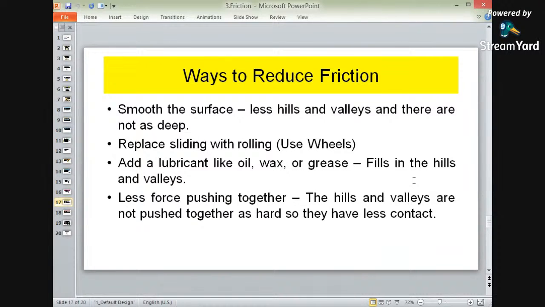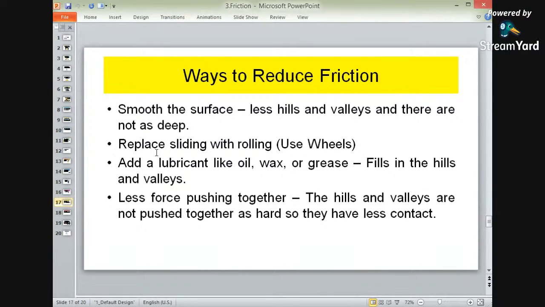Next, point number 2 related to friction is that we can replace sliding with rolling or use wheels. Instead of sliding, we can roll in order to reduce the friction. If we are sliding, the friction caused will be more as compared to rolling. Therefore, we can change its state from sliding to rolling. If we have rolling, in this case the friction will be less as compared to sliding. When a body is sliding, it will have more friction as compared to rolling.